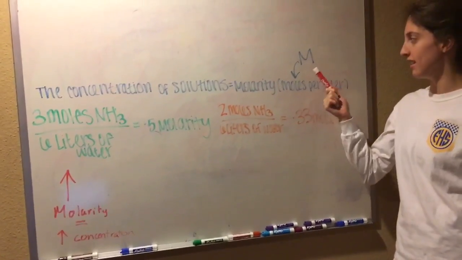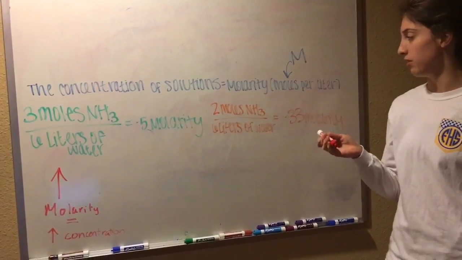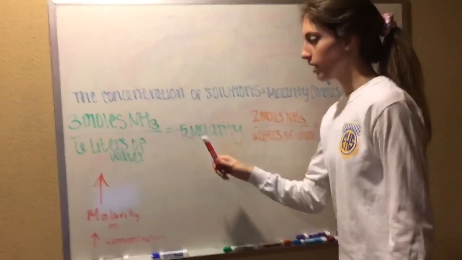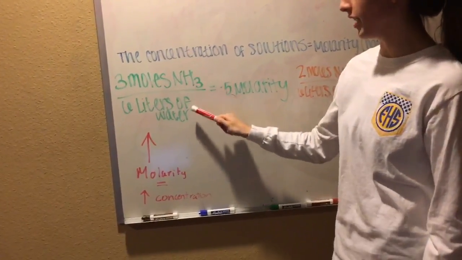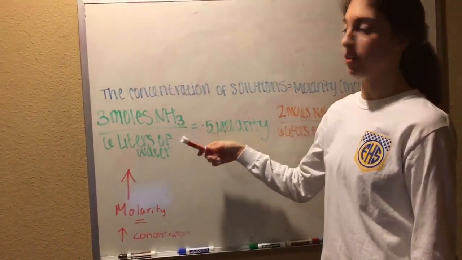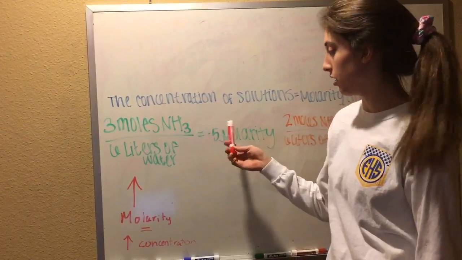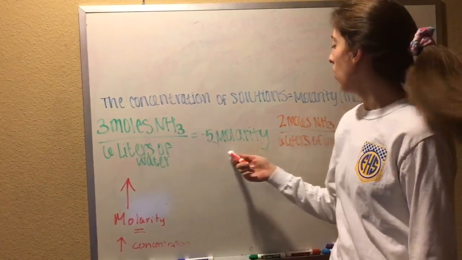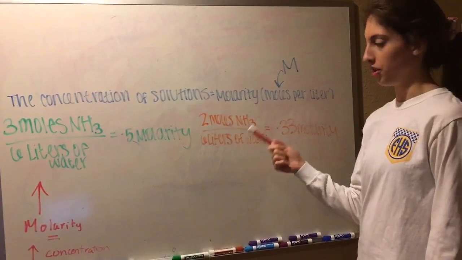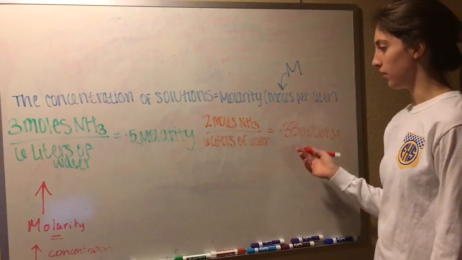One important thing is that molarity is always an uppercase M, because if it was a lowercase m, it would be confused with milli. For calculating molarity, you would do moles over liters. So if you had 3 moles of NH3, you would divide it by your 6 liters of water and you would get 1/2, so your molarity would be 0.5. Or if you have 2 moles of NH3 and 6 liters of water, you divide that together and get 1/3, and so your molarity would be 0.33.